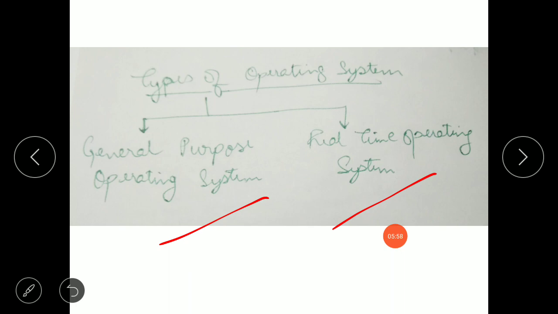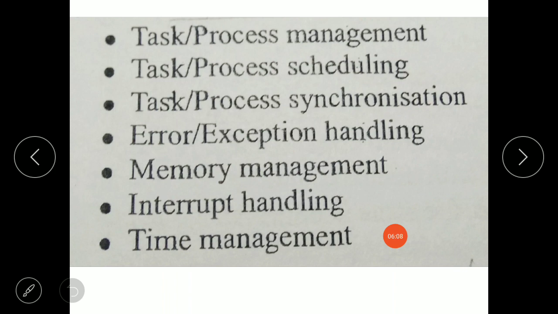Then we have the real-time kernel, which is the kernel of the real-time operating system. The basic functions of the real-time kernel are task or process management, task or process scheduling, task or process synchronization, error or exception handling, memory management, interrupt handling, and timing management. Task or process management deals with setting up the memory space for the task, loading the task code into memory space, allocating system resources, and setting up a task control block for the task.